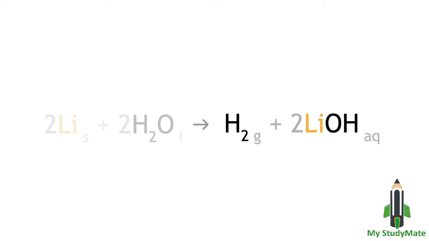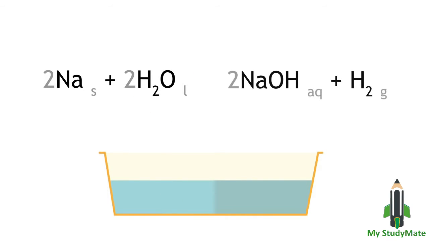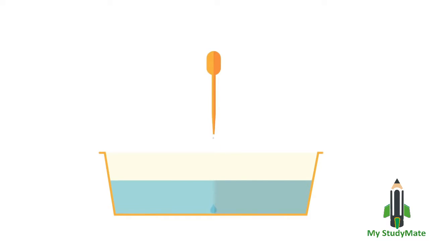Let's repeat with sodium. You will find that sodium is softer than lithium and as a result is easier to cut. It reacts more vigorously with water to produce hydrogen gas and sodium hydroxide. When you add a few drops of universal indicator solution, it confirms that an alkaline solution has been produced as it turns blue or purple.